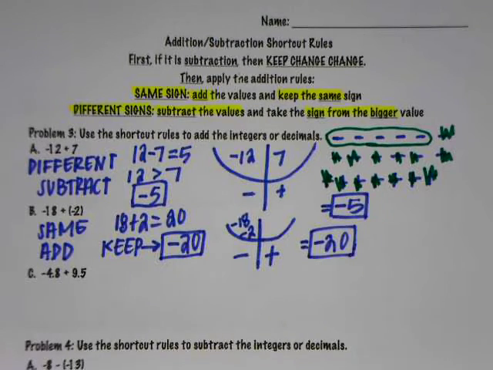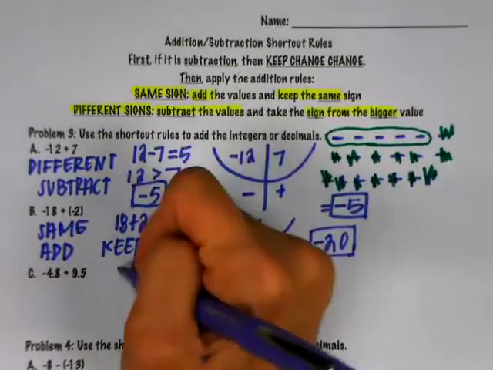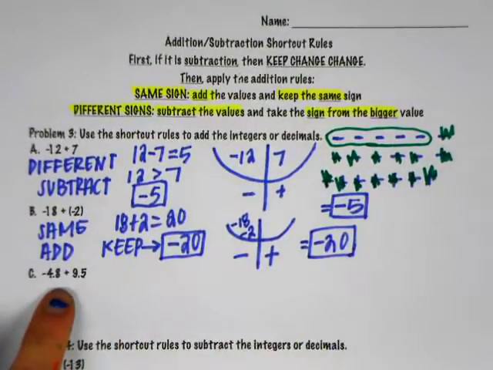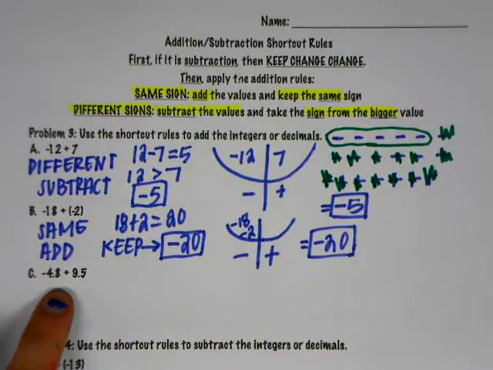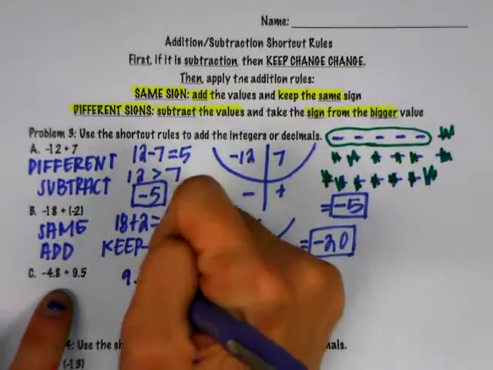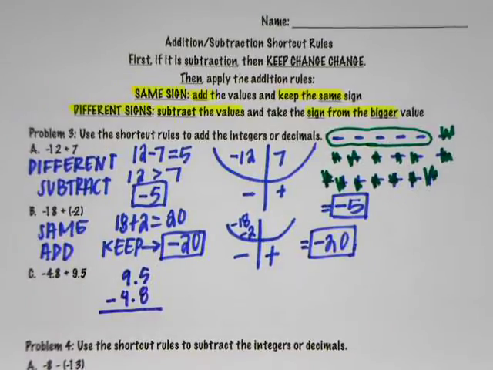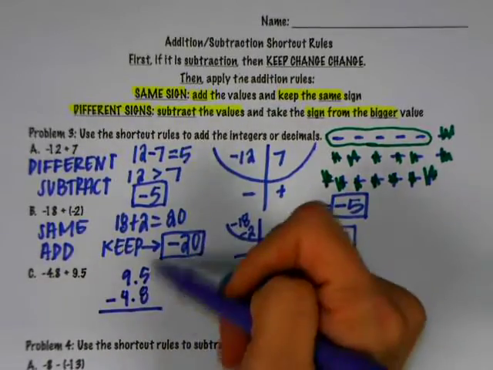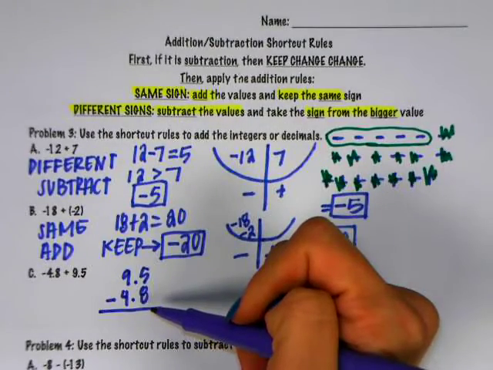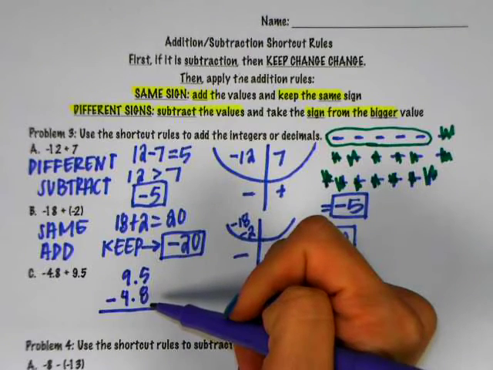So now we have to review decimals. So we're going to go like 4th grade old school, okay? When we're subtracting, your decimals have to line up. Always do bigger minus smaller. So do 9.5 minus 4.8. Can you do 5 minus 8? No. So you guys remember what you have to do?